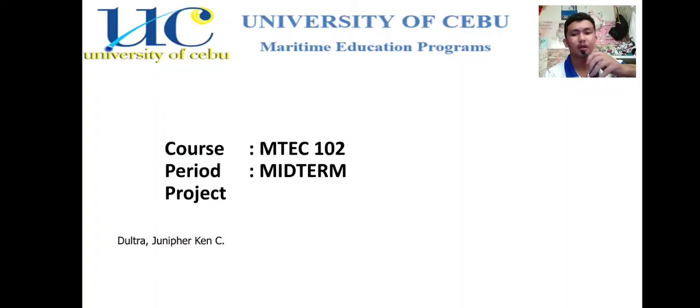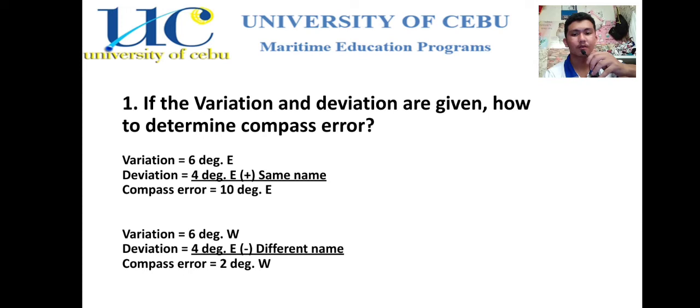I'm here to discuss the solution of the following problem. The first is, if the variation and deviation are given, how to determine the compass error. Given that the variation is 6 degrees east and the deviation is 4 degrees east, they have the same name, which we will be adding because they have the same name. So compass error will be 10 degrees east.